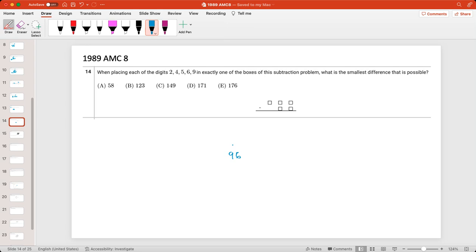Okay, and at the top, the remaining numbers I'm going to make the smallest number, so it will be 245. Now if I subtract this, I'm going to get 9 here, and I'm going to get 4 here, and I'm going to get 1 here. That's your answer, C, 149. Going to the next one.